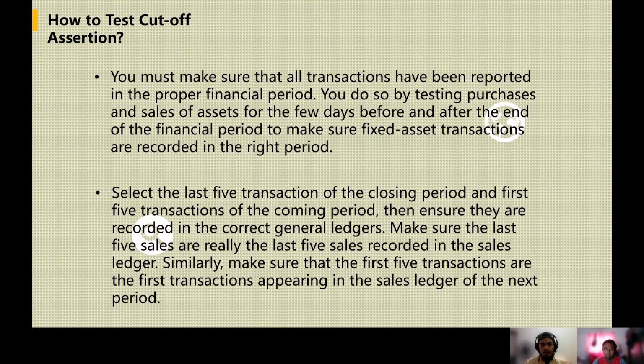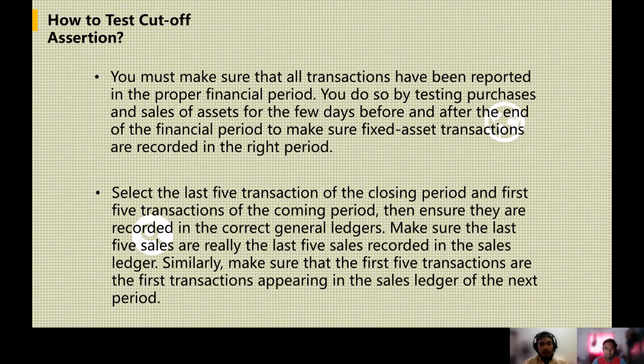For this test, select the last five transactions that happened in the closing period, the year of assessment 2019, and the first five transactions of the coming period, which means the first five transactions that happened in the year of assessment 2020. They have to ensure that these 10 transactions have been recorded in the correct general ledger, and make sure that the last five sales are really the last five sales recorded in the sales ledger, which means that all the five sales transactions we took for the closing period 2019 really happened in 2019.